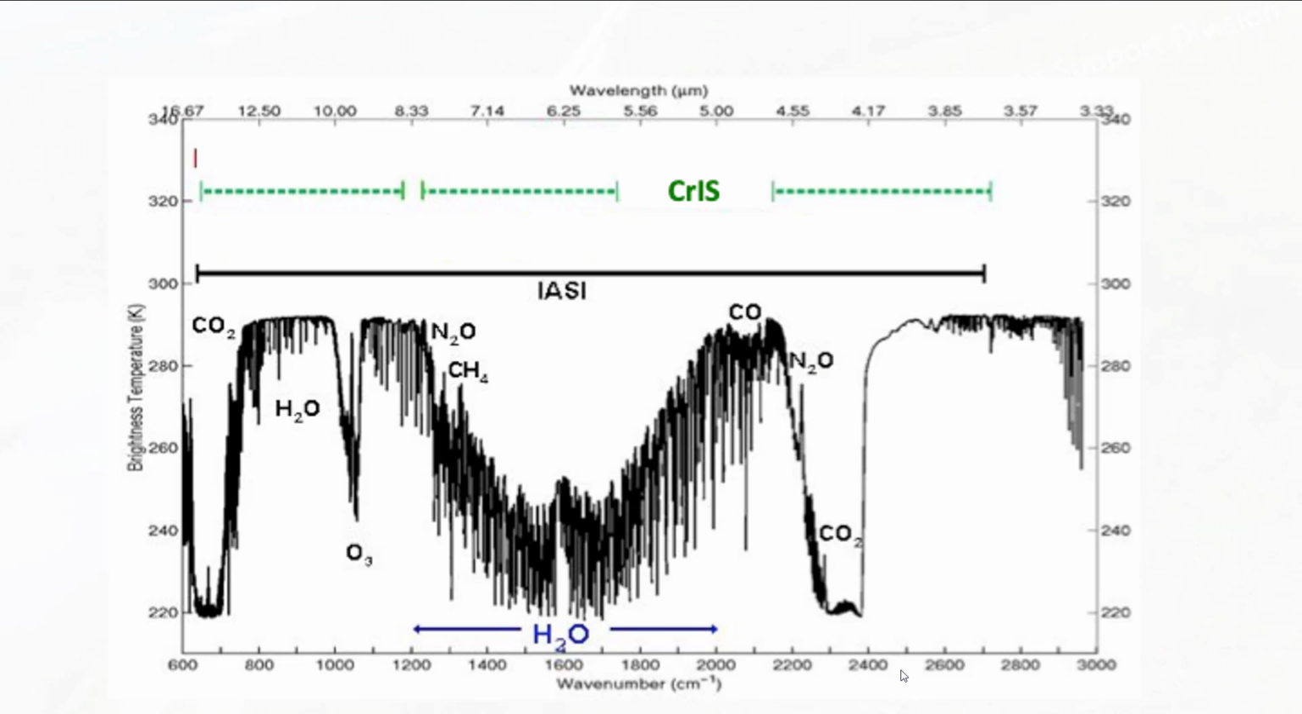This figure shows the IASI and CrIS observation space overlain on the spectral response function from long wavelengths on the left to short wavelengths on the right. CrIS observations are split into three regions: long wave, mid wave, short wave.